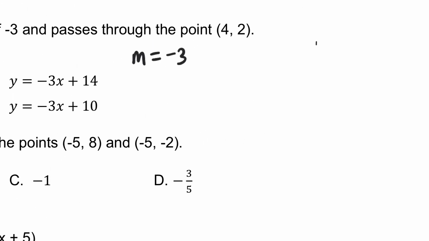If it was me, just to be 100% sure, I would make a graph. I'd grab some graph paper with an XY axis, and I would just literally drop that point on there, 4, comma 2. So 4, comma 2 is right there. And you know your line has a slope of negative 3, which means what? You're basically going down 3 over 1. So from that point, we're going to go down 3, right 1, down 3, right 1, down 3, right 1.